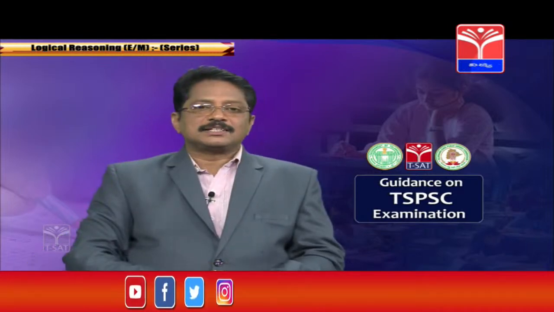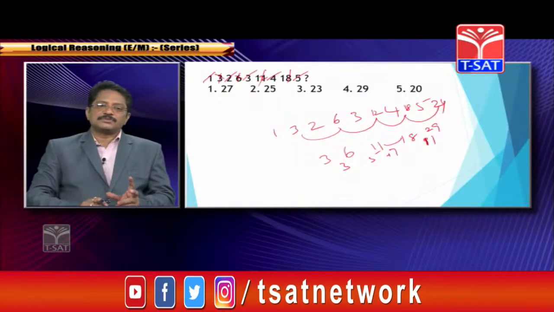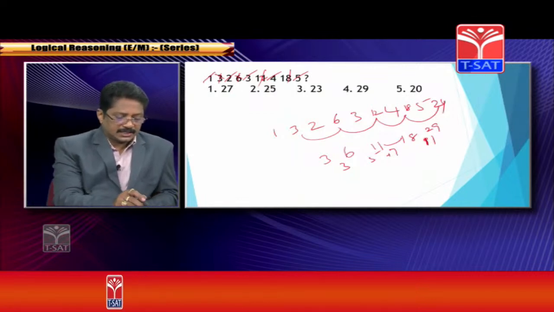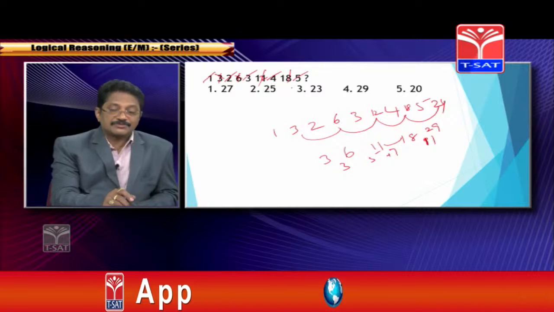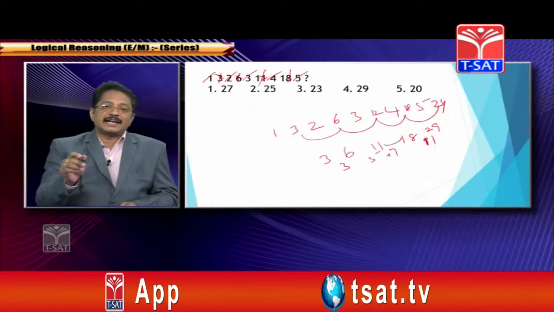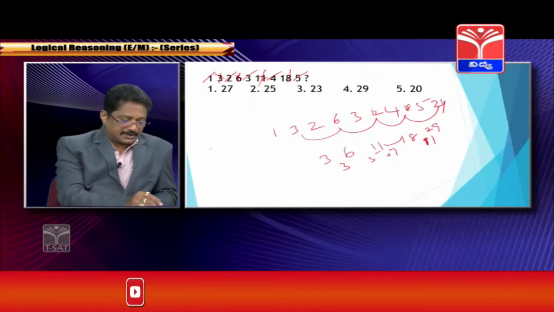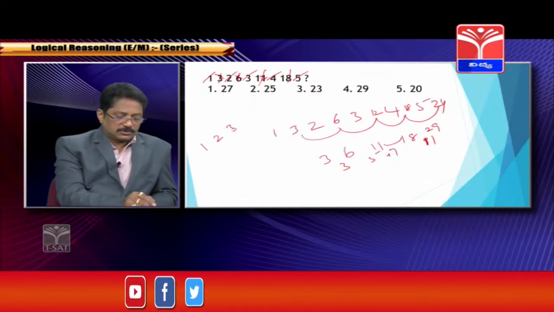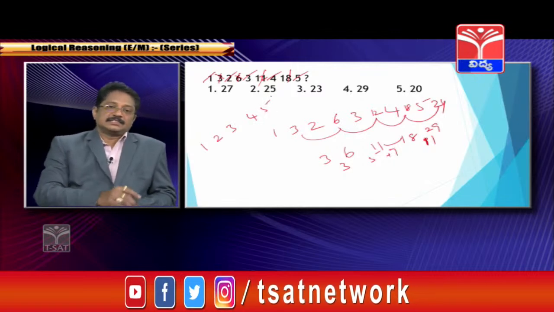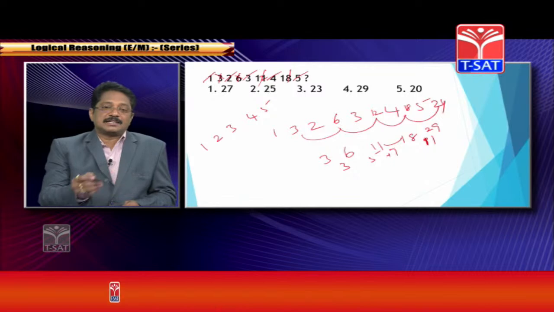So just observe this question here. This is a combination of 2 series. That is 1, 3, 2, 6, 3, 11, 4, 18, 5. The missing number is asked. Correct? So I am taking alternate numbers. The alternate numbers are 1, 2, 3, 4, 5.